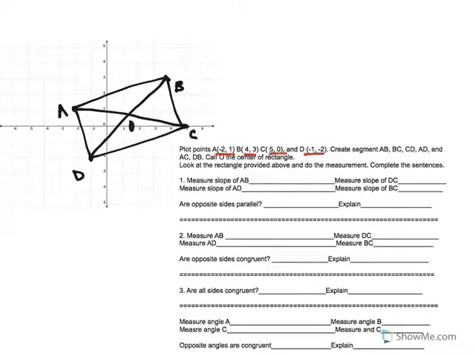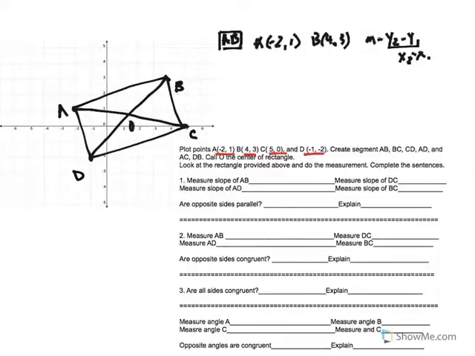Complete the sentences. So we're looking for the slope of AB. So we write AB here. Make sure you label your work. Use point A, which is (-2, 1), and point B, which is (4, 3). Slope formula. We calculate: slope equals 3 minus 1 over 4 minus -2, which becomes +2, and we get 1/3. The slope of AB equals 1/3.